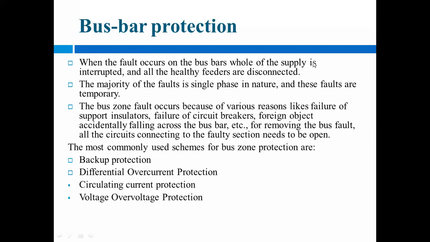For removing the bus fault, all the circuits connecting the faulty section need to be opened. So if such faults are occurring in the system, we have to disconnect that faulty section. That faulty section is disconnected by using a circuit breaker. But where actually that fault has occurred is detected by the relays only.